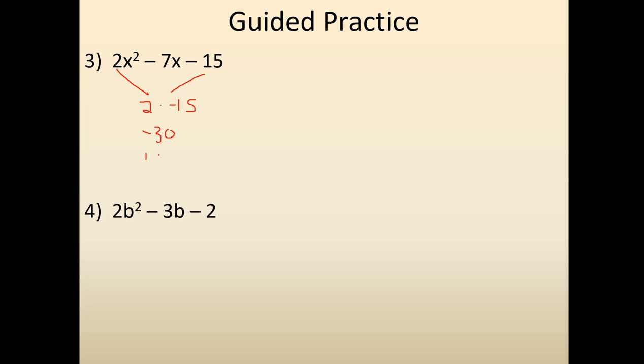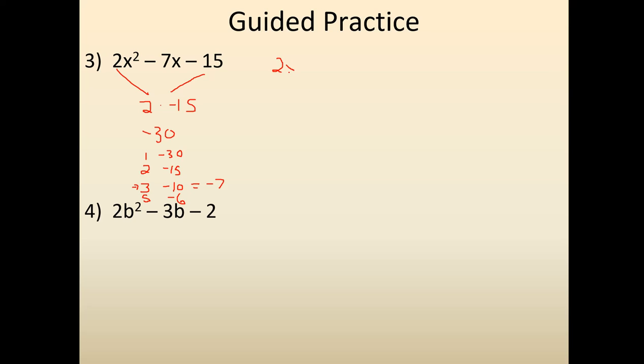So I'm going to have 1 and negative 30, 2 and negative 15, 3 and negative 10, and 5 and negative 6. Going through all these terms, the only one that would add up to negative 7 would be 3 and negative 10. So 3 and negative 10 are my numbers.